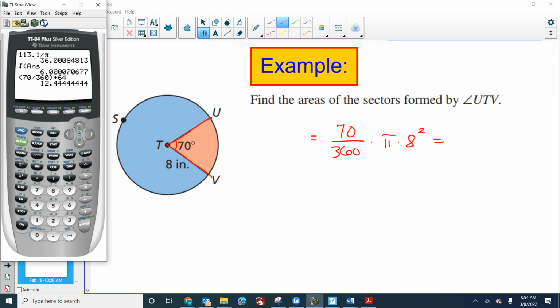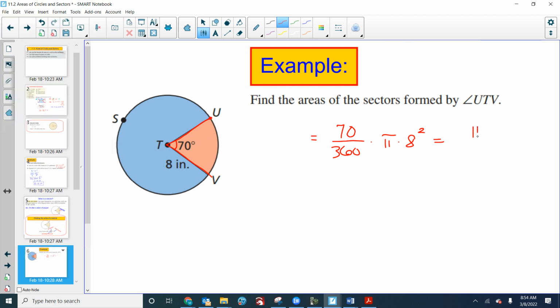Now, that's kind of a weird number. 12.4 repeating times pi. Let's see if there's a nice fraction for that. That's kind of ugly too. 112 ninths pi. Okay, that's in terms of pi.